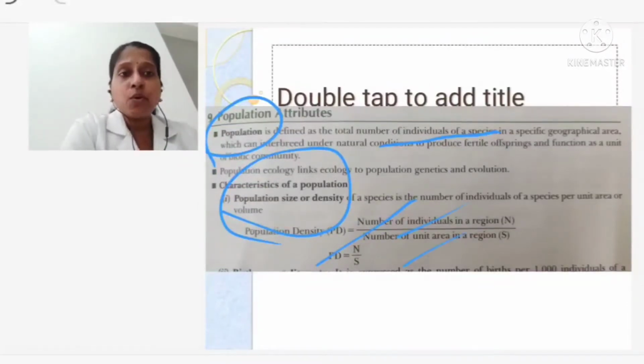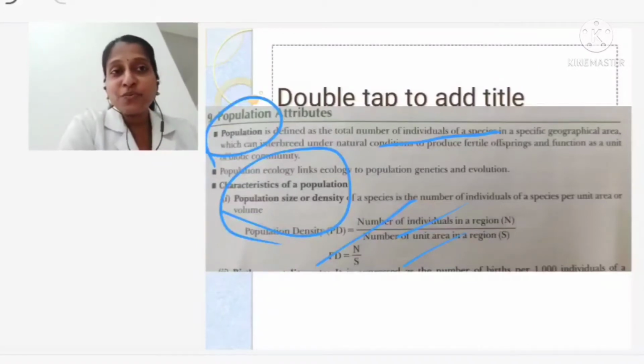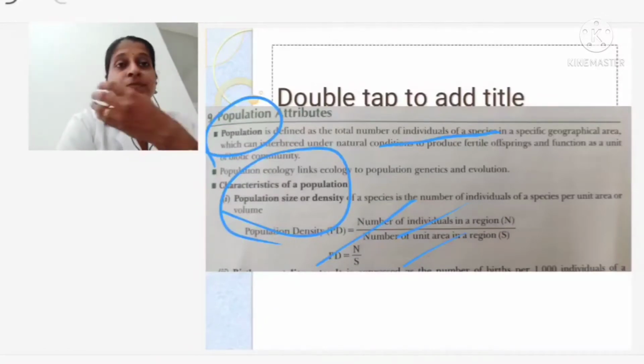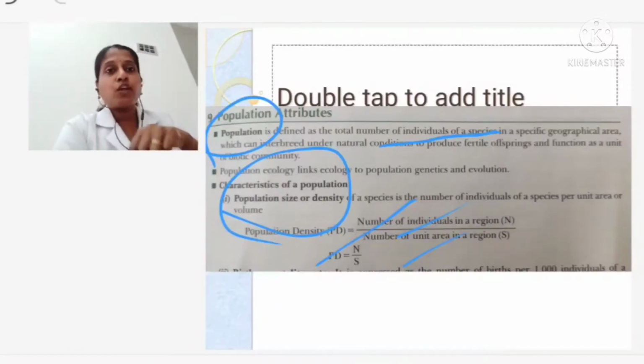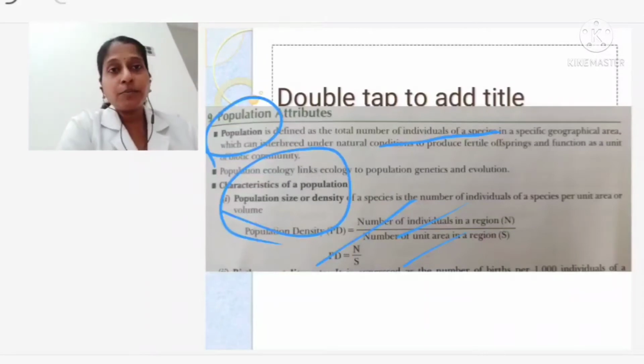So what is N and what is S? The number of individuals in one particular area, we call N. So how many individuals are there? Like in Patripala, from this area to this area, how many individuals are there? That is the number of individuals divided by how many square kilometers I am considering. That will be your area, isn't it? So the number of unit area.